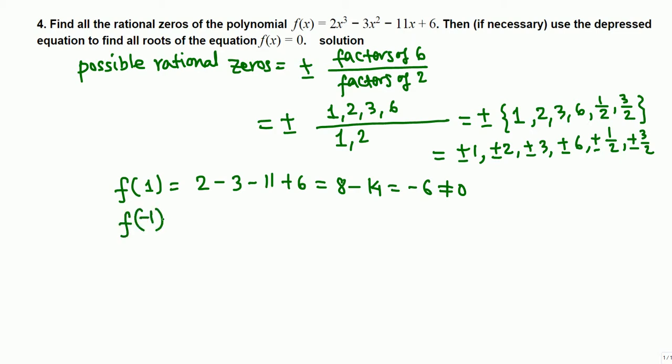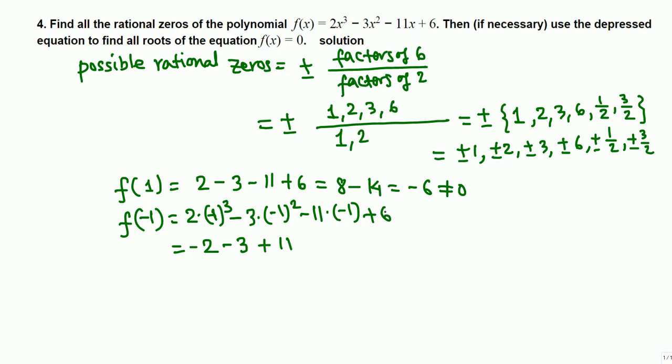Let's go -1. Plug in -1 there, so 2 times -1 cubed, minus 3 times -1 squared, minus 11 times -1, plus 6. -1 cubed is -2, -1 squared is positive 1, so -3, minus negative, positive 11, plus 6. Okay, 2 minus 3, both negative, -5 plus 6, positive 1, plus 11, 12, so not equal to 0. That means x equals -1 is not a zero.